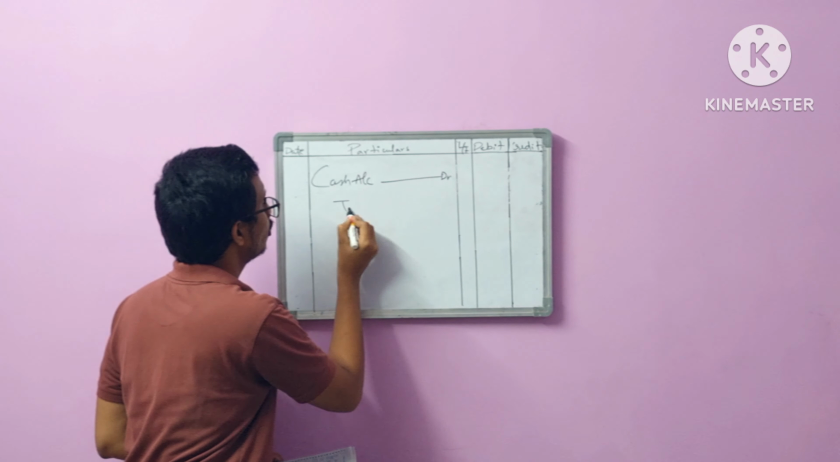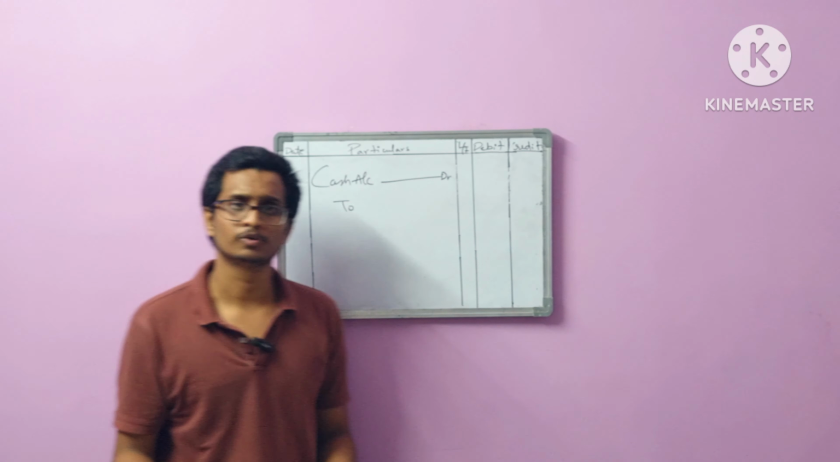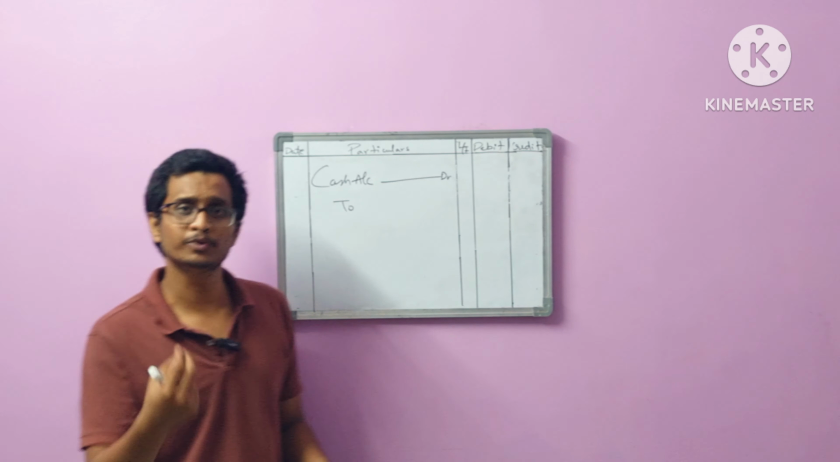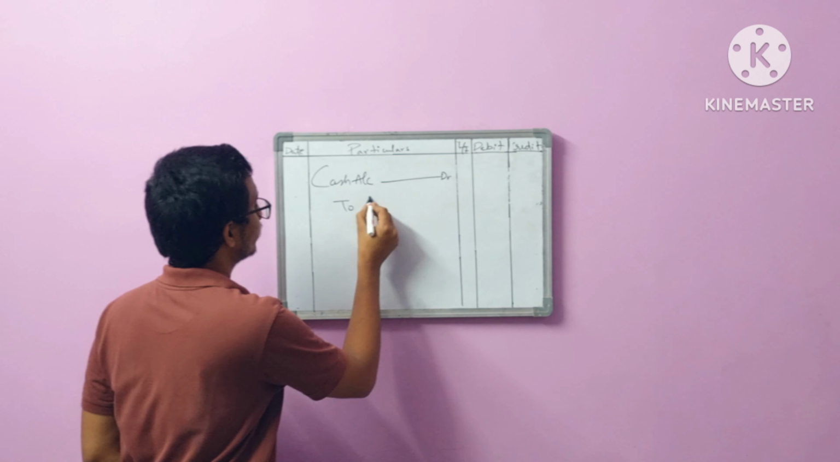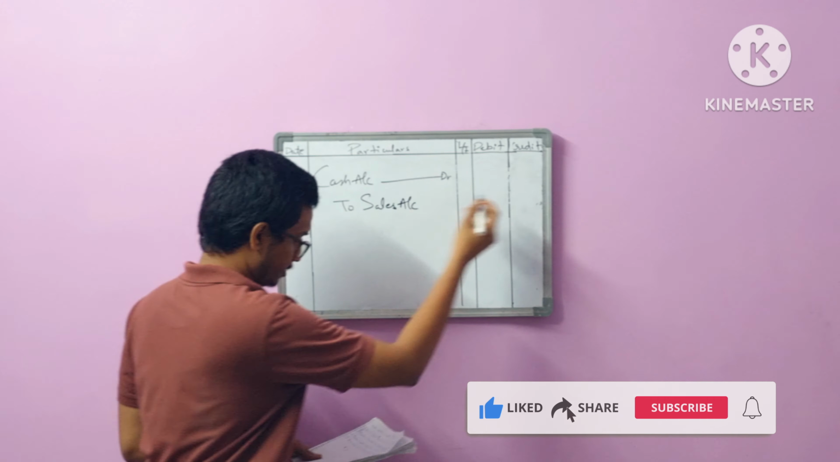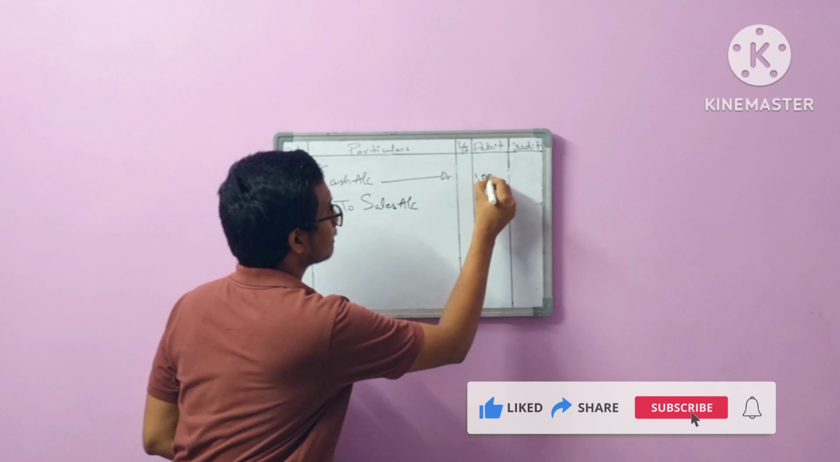Debit. What is going out from the business? Goods are going out from the business. So when goods are going out from the business, we have to use the word called sales. So I'll write sales. Sales account 1 lakh.